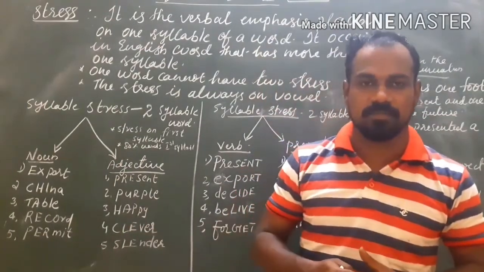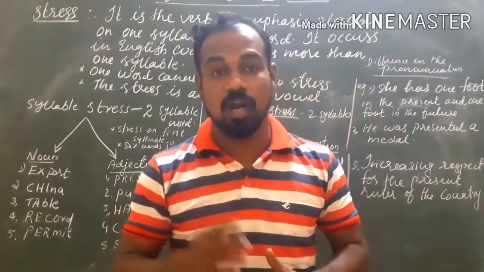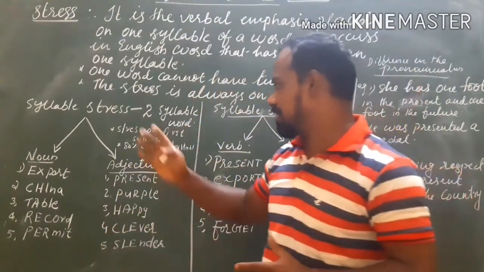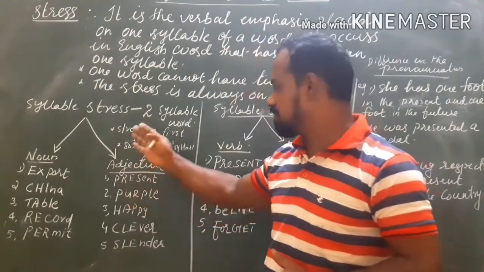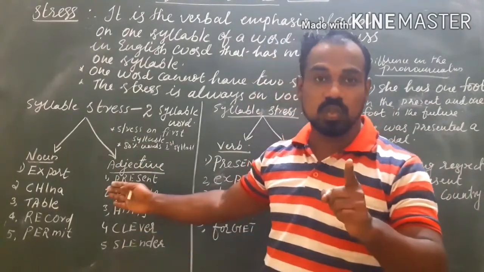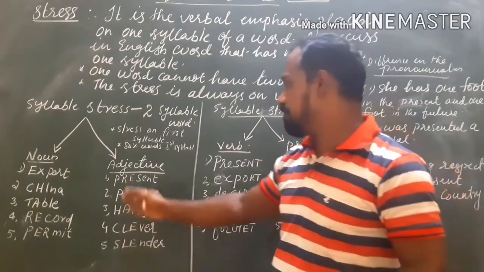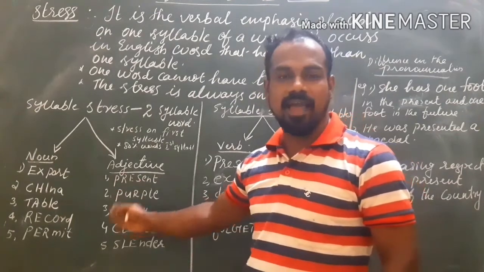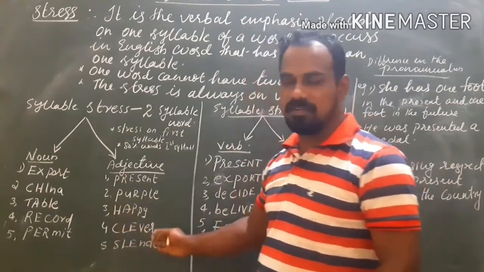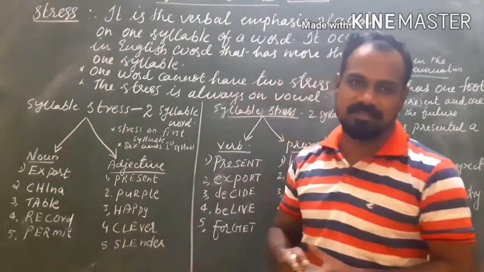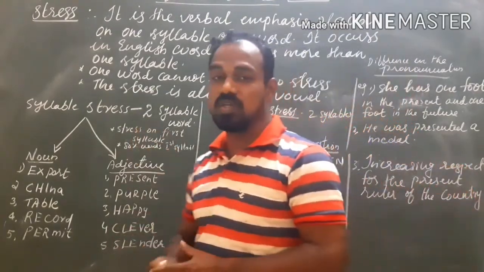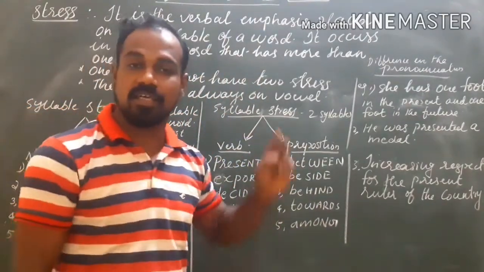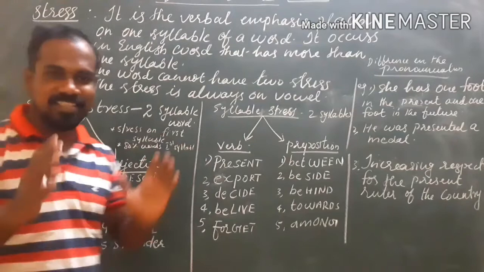And look at the adjectives. What is an adjective? You know that an adjective is a qualifying word that qualifies a noun. See some adjectives here, and here also we stress on the first syllable. PREsent, PURple, HAPpy, CLEver, SLENder. So all these words I stress on the first syllable because nouns and adjectives have stress on the first syllable and they are two-syllable words. Okay, is it clear to you?